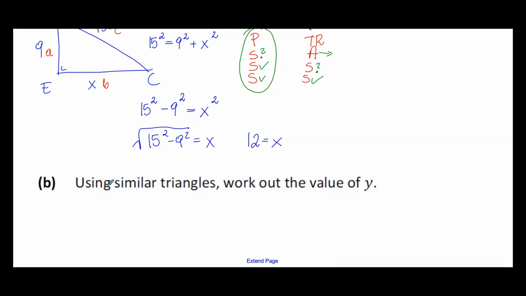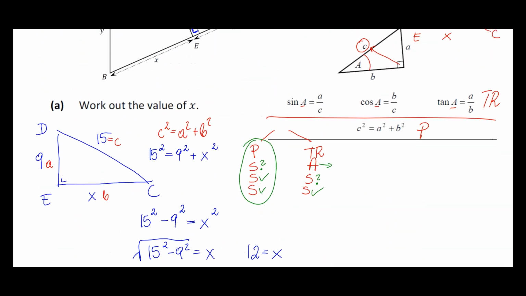So part B is saying using similar triangles, work out the value of y. So at the end of my calculation here, I'm going to tell them y equals a specific number. What are similar triangles? As the word is saying, they are similar. They are not the same. In some ways, they are the same, but in some ways, they are different.